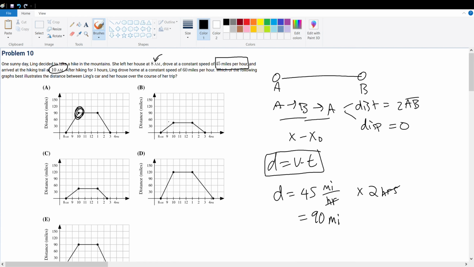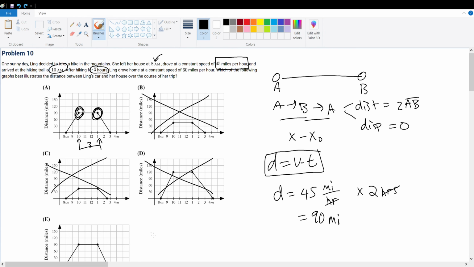So let's cross out the ones that are wrong. This correlates with somewhere nowhere near 90. This is way above. This is way below. And only A or E are left to consider. Now let's consider the next critical point, which is this point right here. At that point, we know she stayed for 3 hours, because she hiked for 3 hours, right? So she never got further from her house when she was hiking. So the space from this point to this point must be 3. Well, in this case, there are correctly 3 spaces, and the same thing goes for graph E.